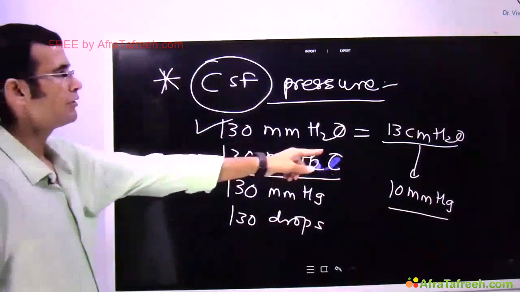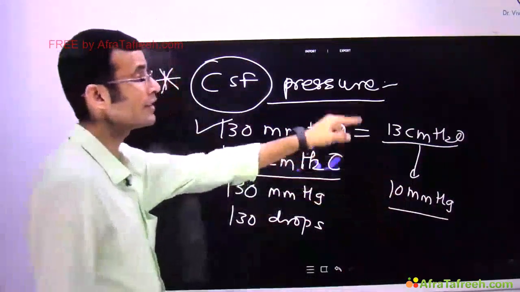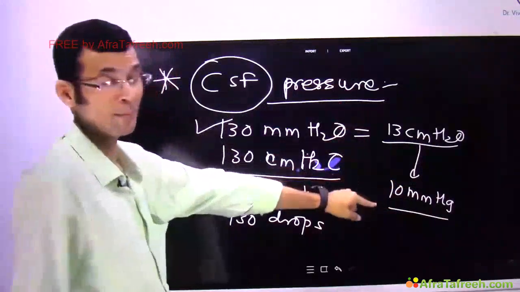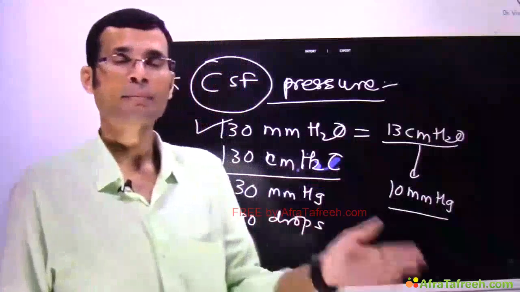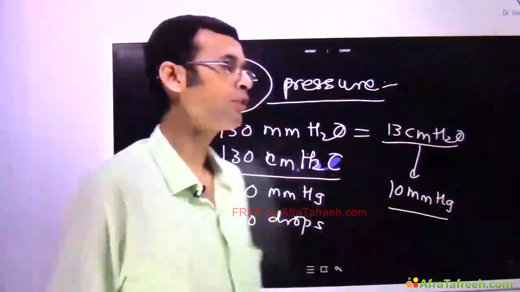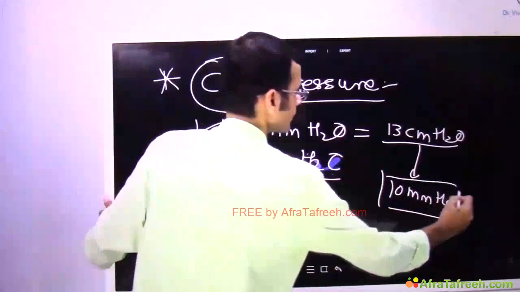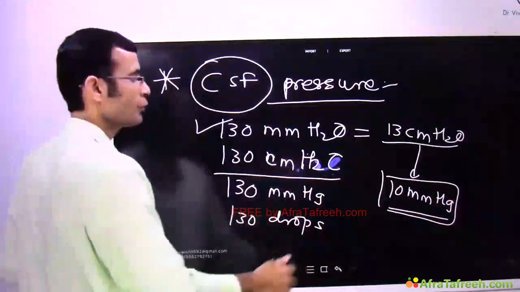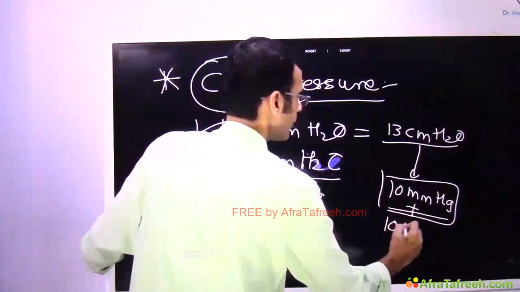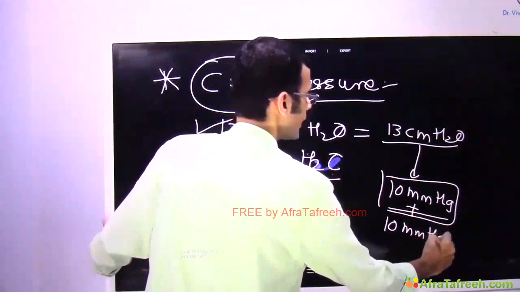130 mm of water will be same as 13 centimeters of water, and 13 centimeters of water is 10 mm of Hg. So please always remember this conversion units. 1 mm of Hg is 1.36 centimeters of water, and this is the CSF pressure in recumbent posture, supine posture. In the seated posture, it will be 10 plus 10, that's 20 mm of Hg.